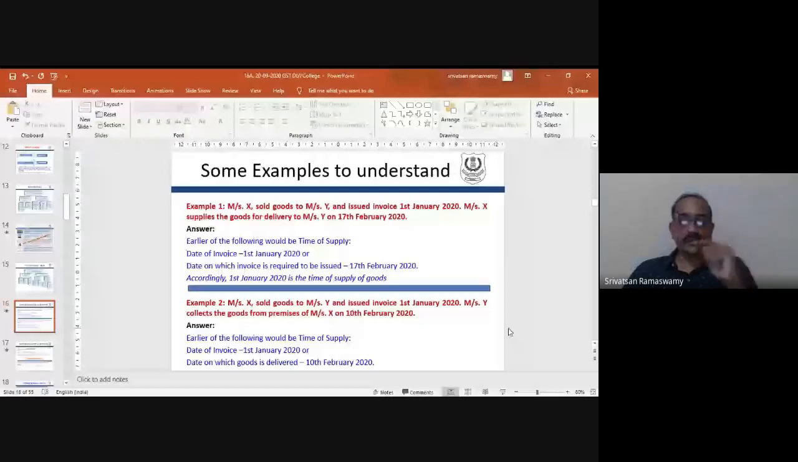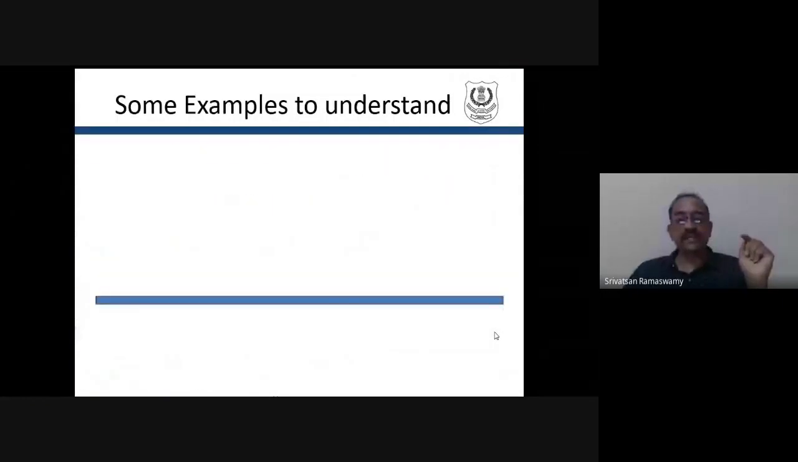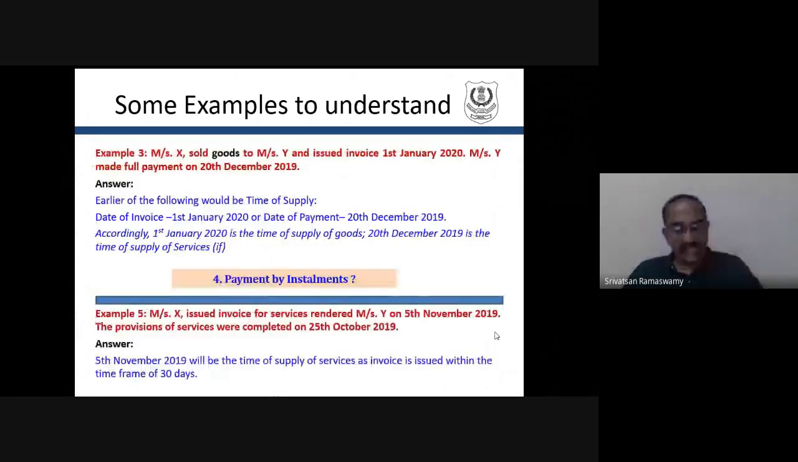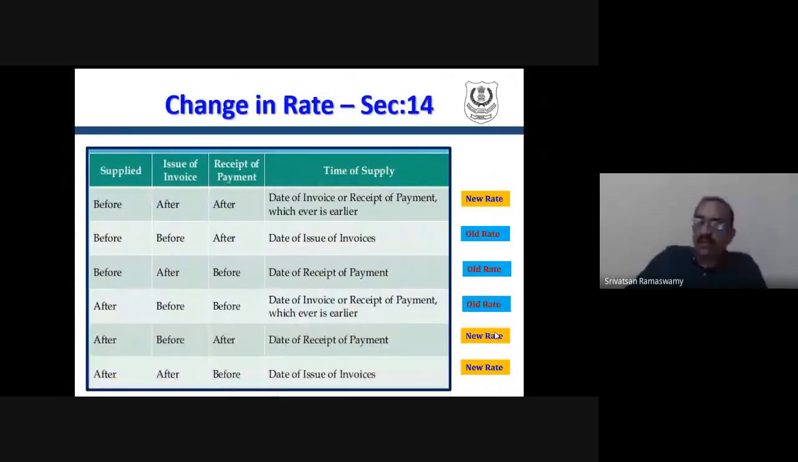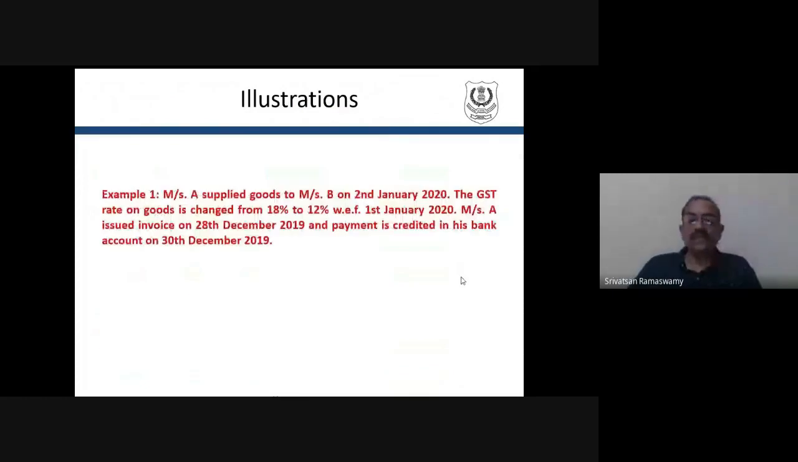So the next one may be a little bit more confusing. In case there is a change in the rate of tax, see, there has been a lot of changes in the GST legislation. So if there is a change in the rate of tax, what rate do I have to adopt? First of all, I'll try to give you an example so that you will be able to understand it better.